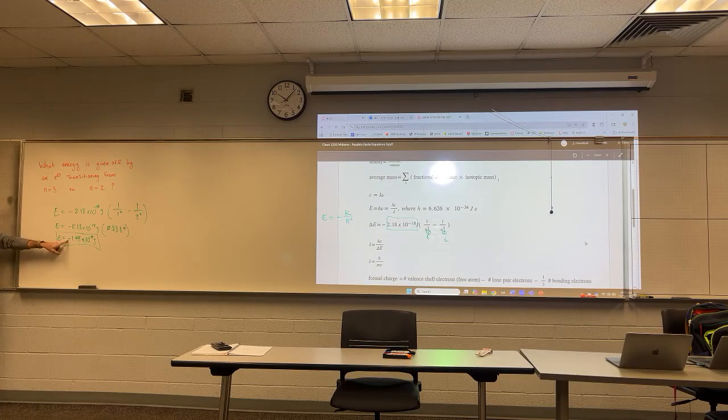Notice that this says negative. That is energy that is given off. And in fact, I made a mistake, didn't I? This equation is not E. This equation is delta E. Delta means what? Change. And what is the change? It's not positive. The change is negative.